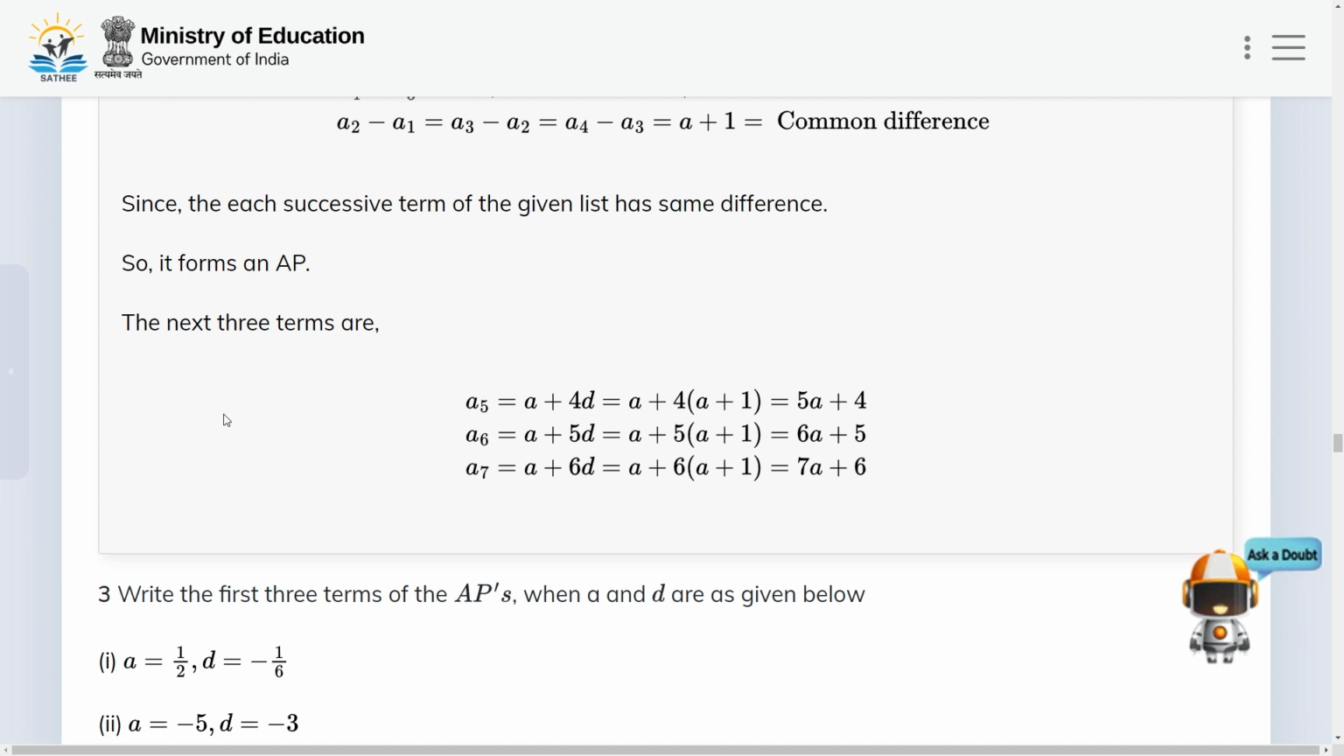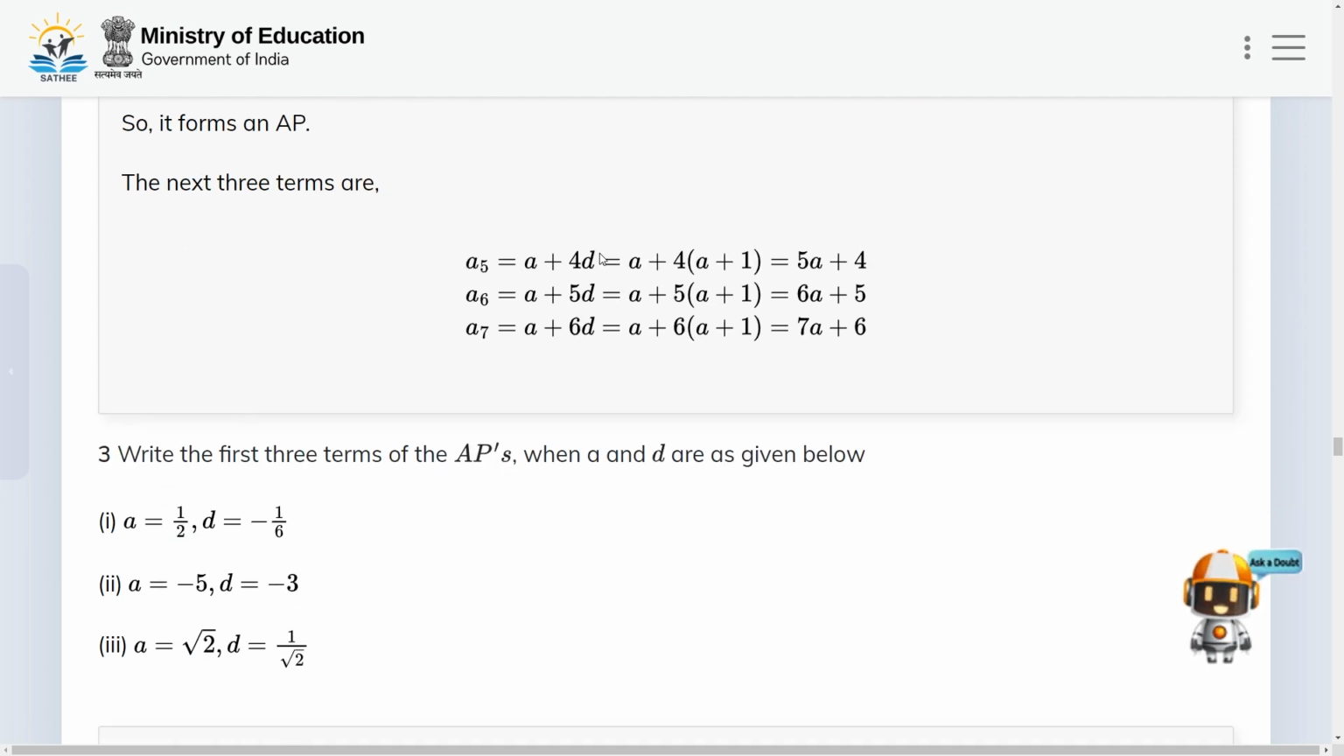And then the next three terms are a5, which is equal to a plus 4d, this is equal to a plus 4 times (a plus 1), that is equal to 5a plus 4. a6 is equal to a plus 5d, this is equal to a plus 5 times (a plus 1), that is equal to 6a plus 5. a7 is equal to a plus 6d, this is equal to a plus 6 times (a plus 1), that is equal to 7a plus 6.